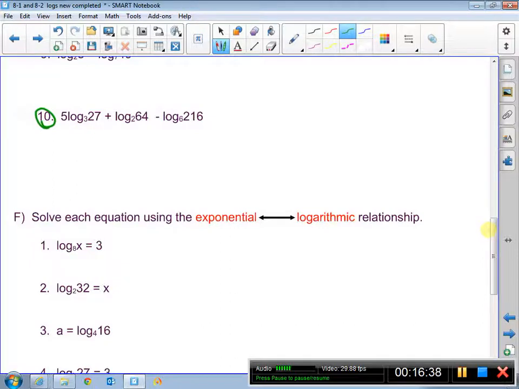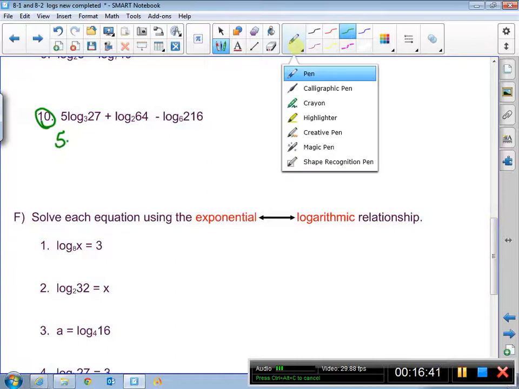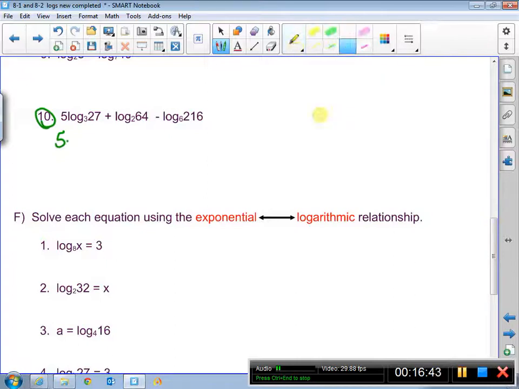So we have 5 times a logarithm. We highlight the logarithms here. We're going to figure out the value of this logarithm. We have another value to figure out for this logarithm, and a third logarithm to figure out down here.